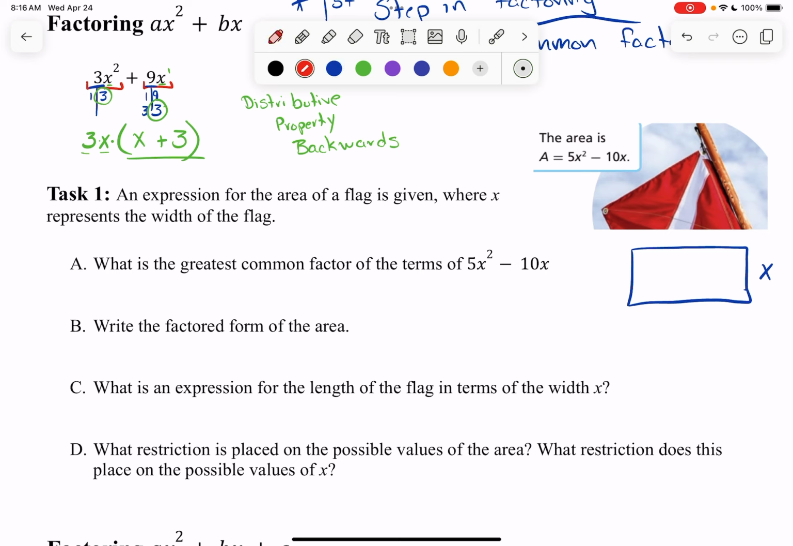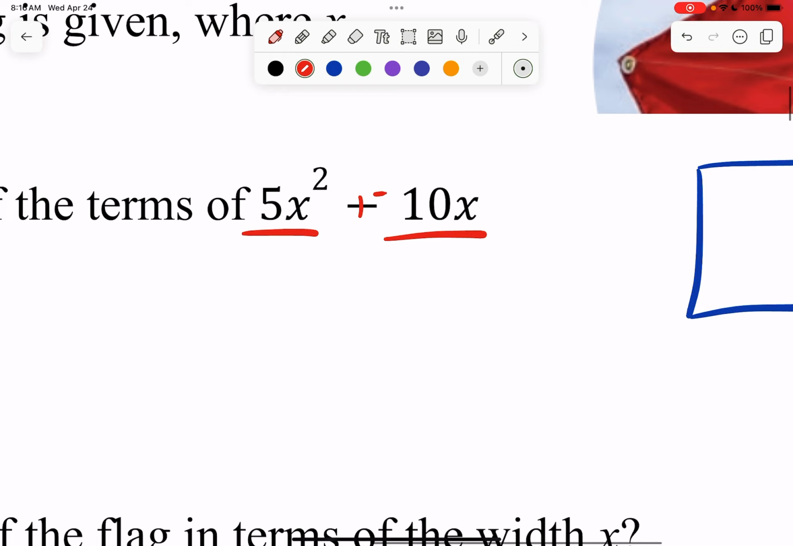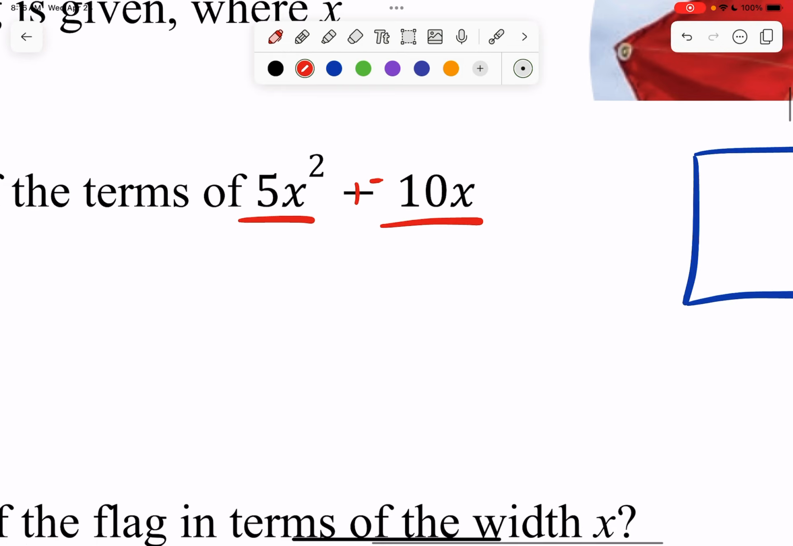So first identify my two terms. 5x to the second. Technically, this is a negative. We write that as a plus, negative 10x. So their greatest common factor. Well, the factors of 5 are just 1 and 5. The factors of 10 are 1 and 10 and 2 and 5. So they do have one in common, 5. And they both have an x. The biggest x I can take out is one single x.